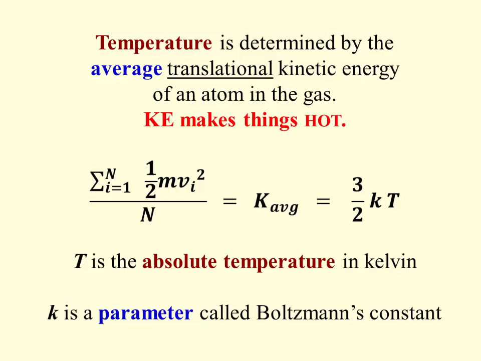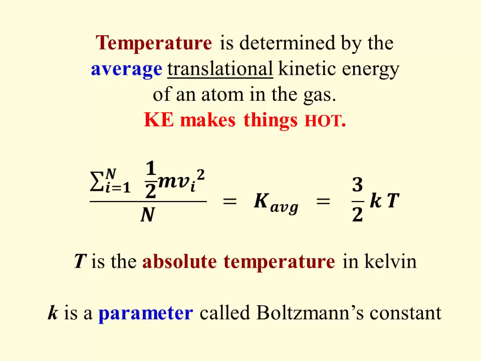So, the starting point is something you've also seen before. Temperature is determined by the average translational kinetic energy of an atom in the gas. Another way of saying this is that kinetic energy is what makes things hot. When the temperature is 0, the average kinetic energy is 0, and that means the velocities of all of the atoms are 0. They are at absolute rest, which is what we mean by absolute zero.